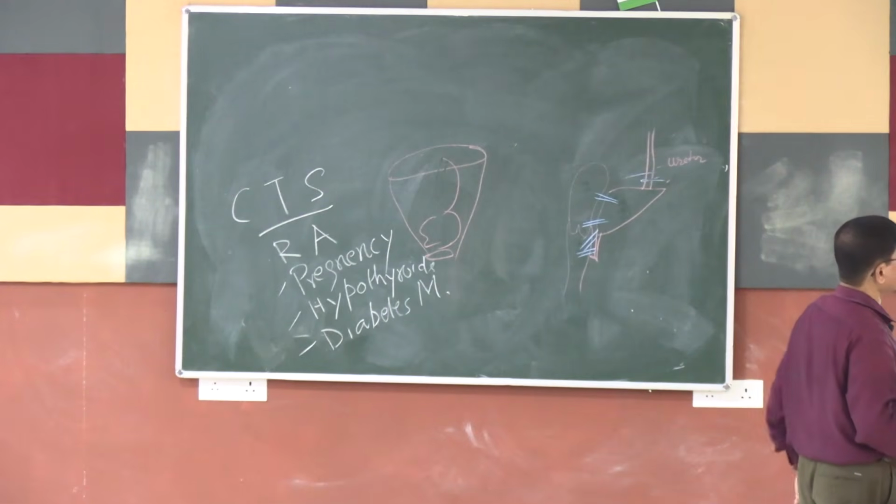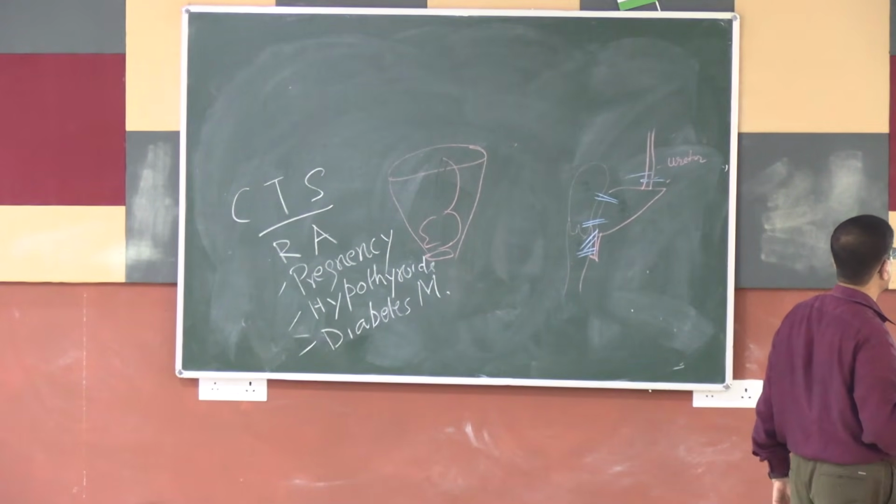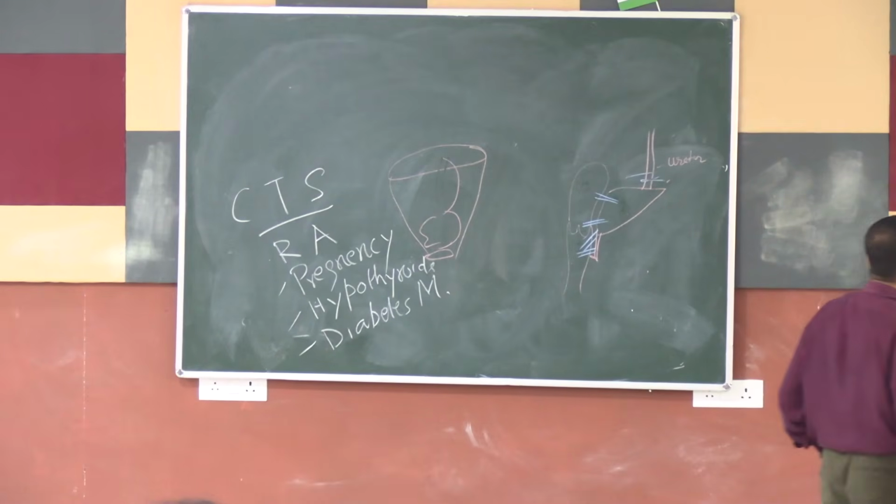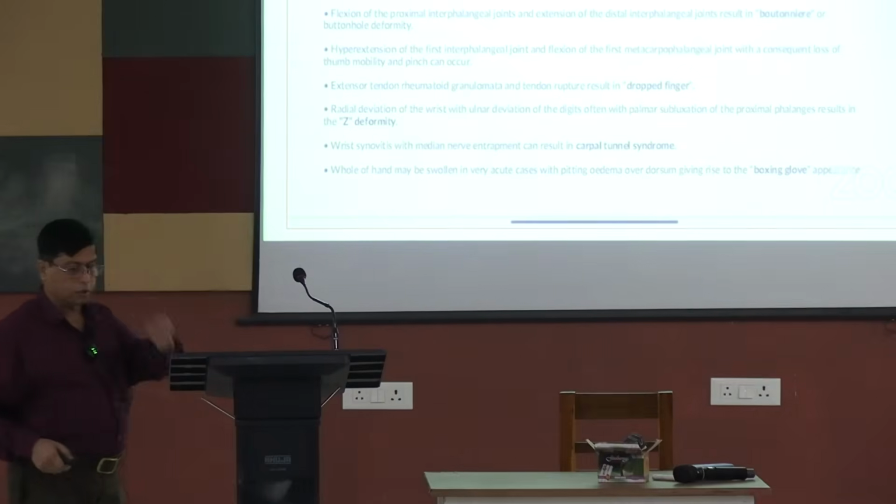Anyway, the important cause is rheumatoid arthritis. This synovitis can cause carpal tunnel syndrome. Here, the hand may be swollen, and it is called a boxing glove appearance.